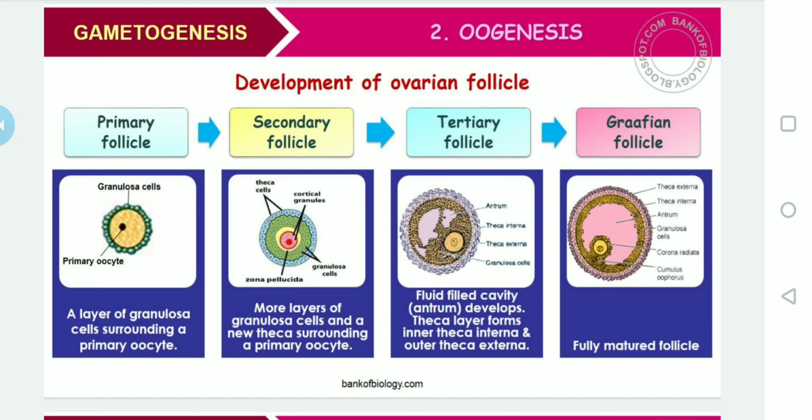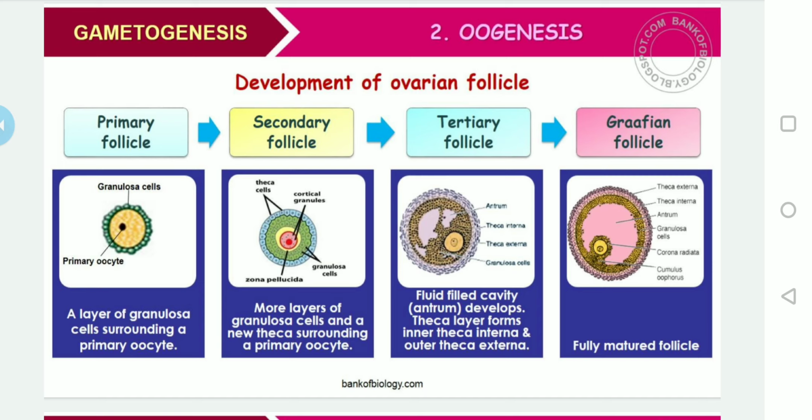Observe clearly. What happens at the next stage? The secondary follicle transforms into a tertiary follicle, characterized by a fluid-filled cavity called the antrum. The theca layer is organized into two layers: the inner theca interna and the outer theca externa. You can easily identify this in the tertiary follicle diagram.